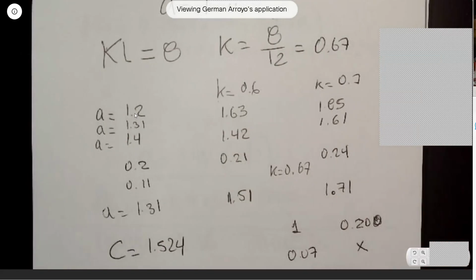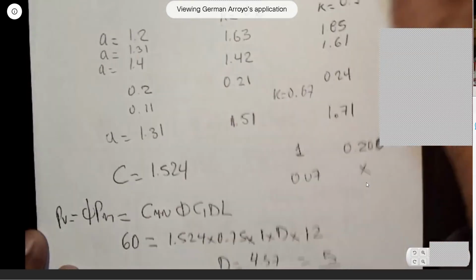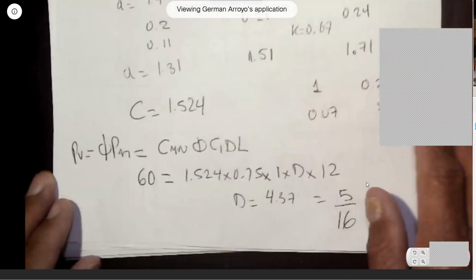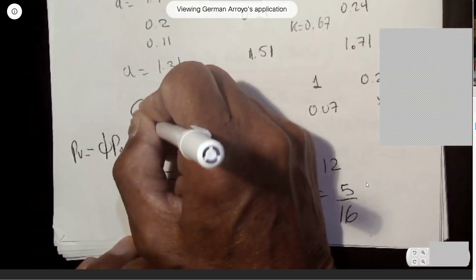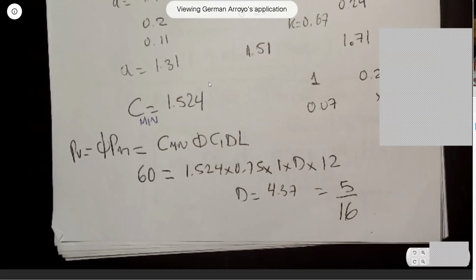For A 1.2, I found K 1.4, 0.6, 1.63, 0.7, 1.85. For A 1.4, I found K for 0.6 is 1.42, K 0.7 is 1.61, and then the interpolation for 1.31. So I did the interpolation in here, and I have found the value, what they call C mean, by interpolation, because we cannot do it directly. Sometimes we can, sometimes we do it by interpolation.